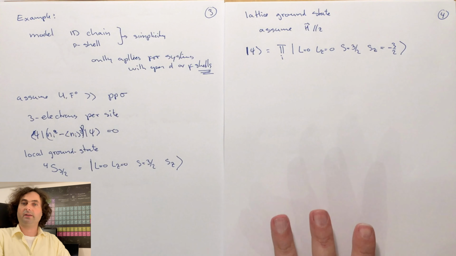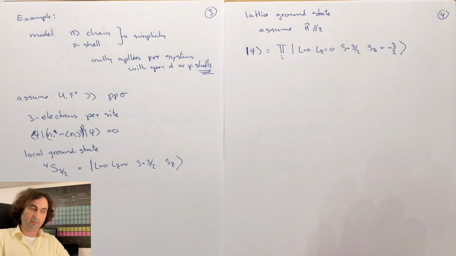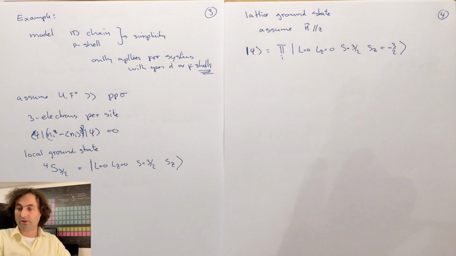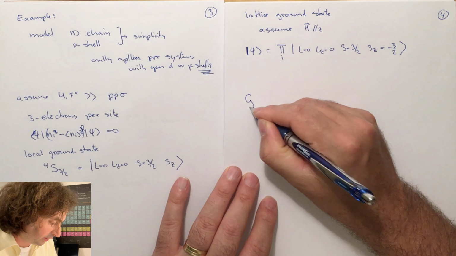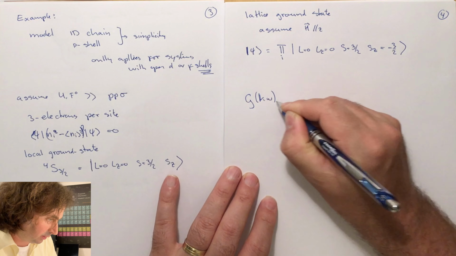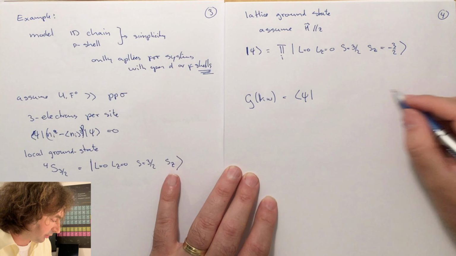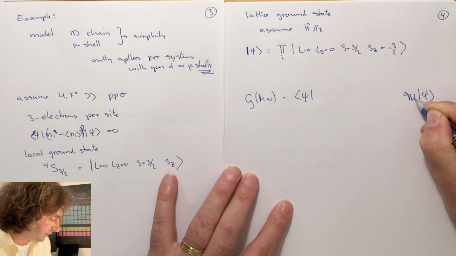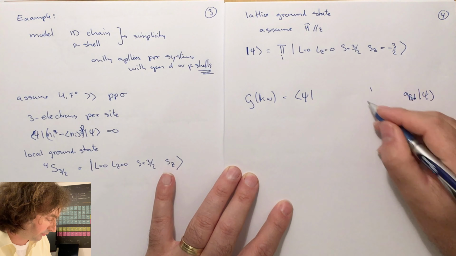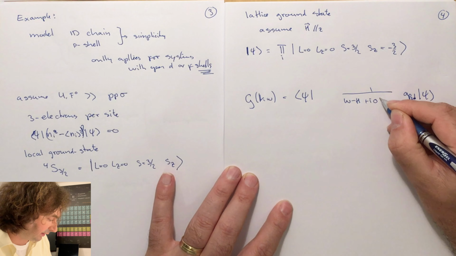The question that I'm going to ask for this model is, if I now add a hole to the pz orbital, then what is my dispersion of this additional hole? How will it propagate? So what I want to know is my Green's function, G(k, omega), where I start from this many-body wave function. I add a hole to the pz orbital with spin down, and then I want to know how this propagates through the lattice.